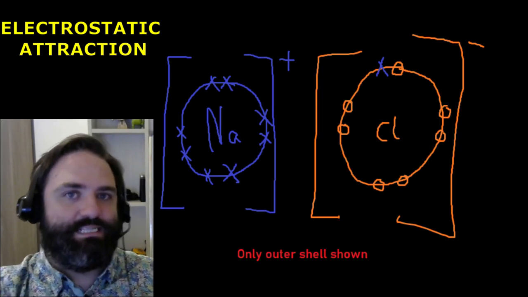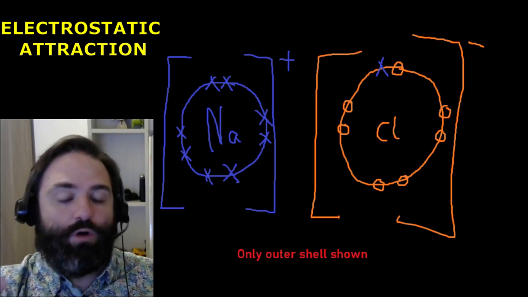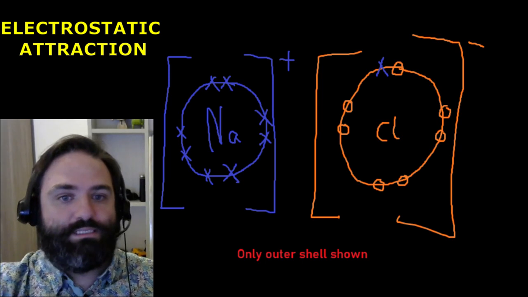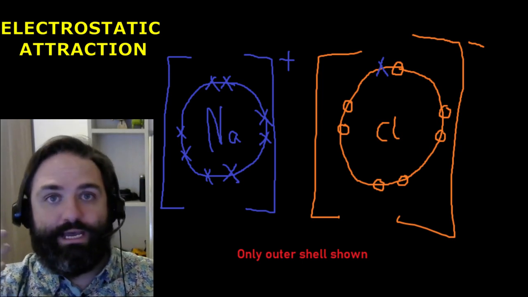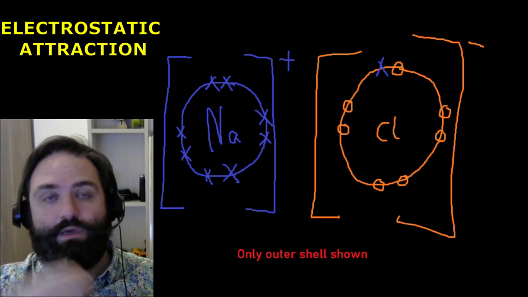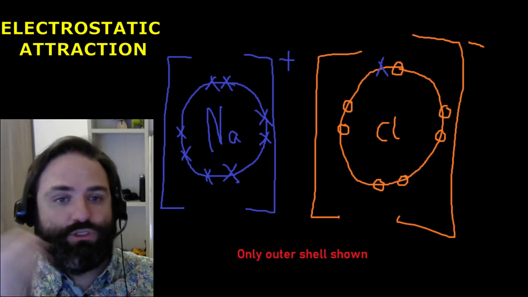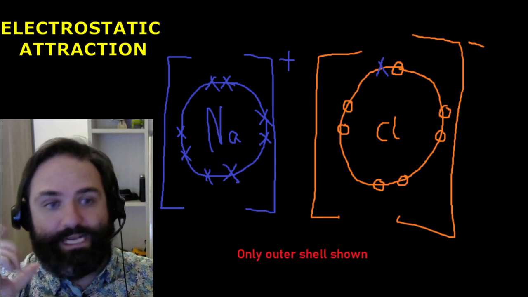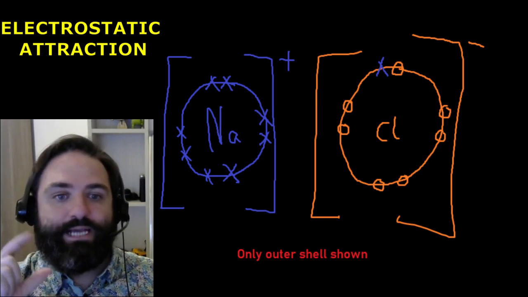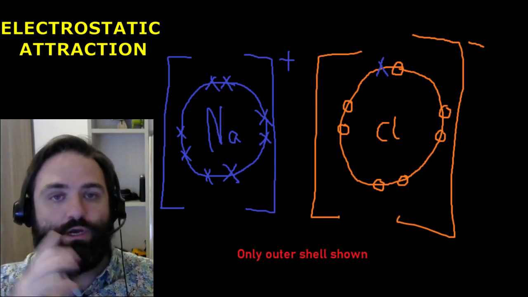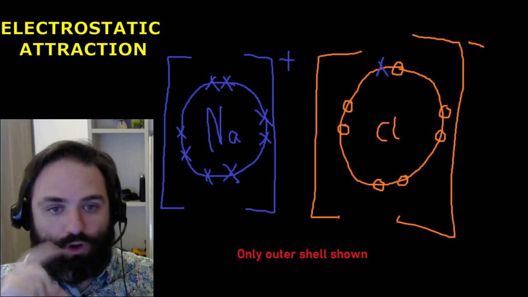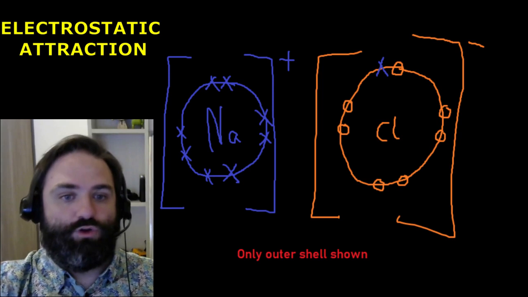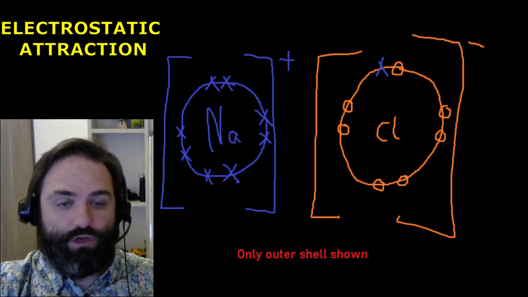A classic example of a compound that's held together by electrostatic attraction or ionic bonds is common table salt. The formula for common table salt is sodium chloride. A sodium atom is going to lose one electron to form a positively charged ion. The chlorine is going to gain that electron to form a negatively charged ion.